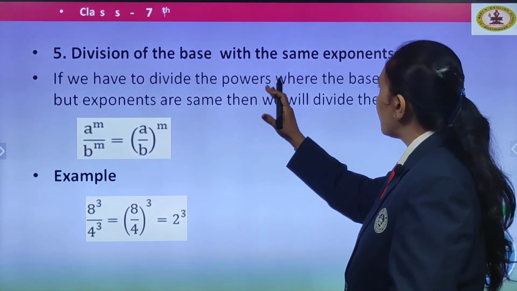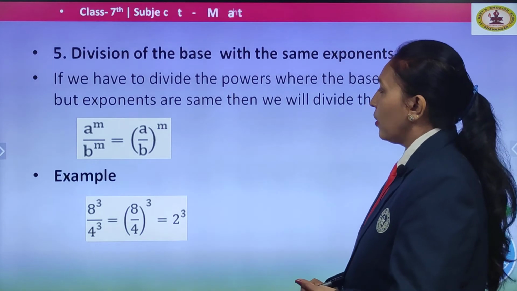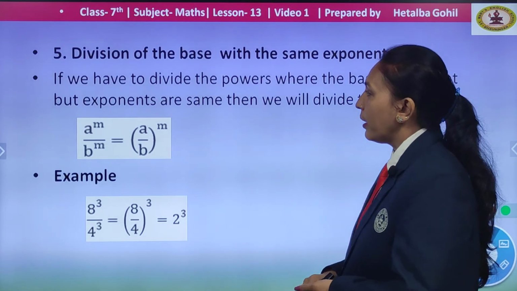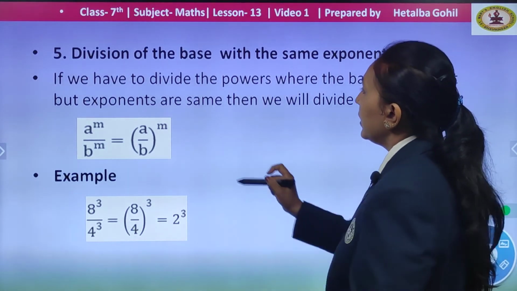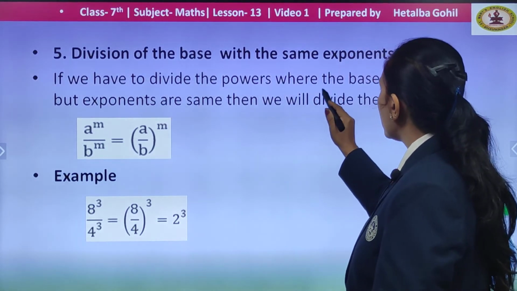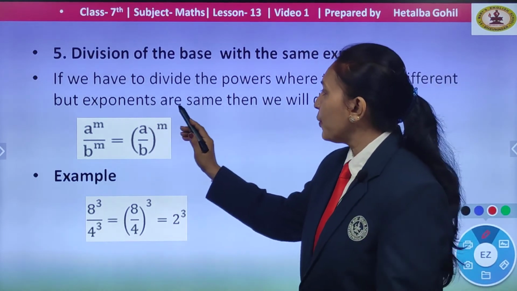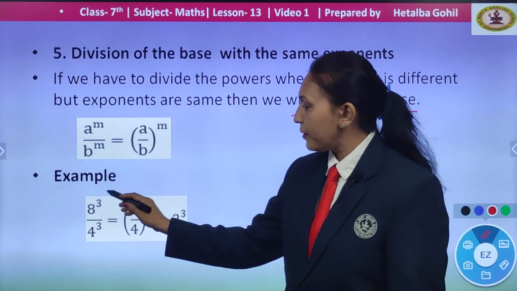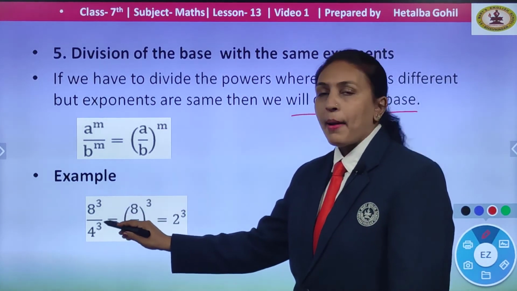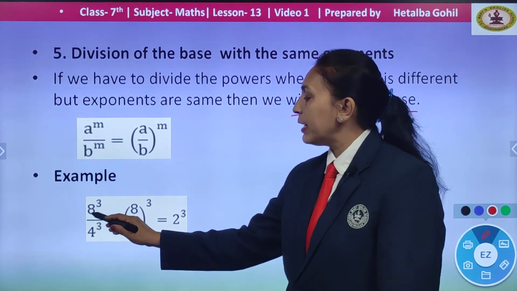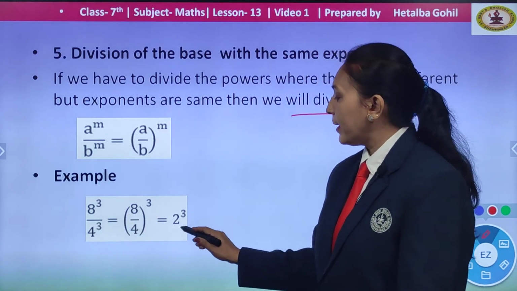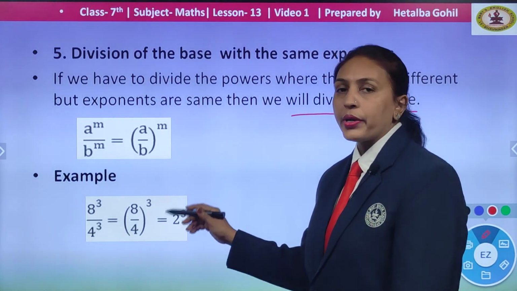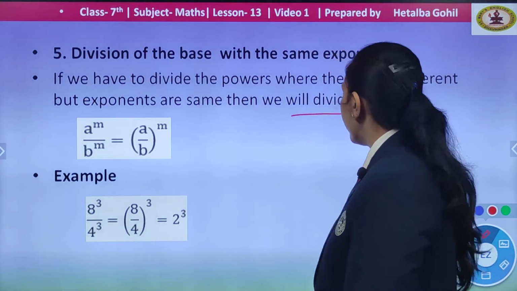Division of bases with the same exponent. Okay, now when the exponents are the same and the bases are different, what are we going to do here? If we have to divide powers where the base is different but the exponents are the same, then we will divide the bases. For example, you can see here 8 raised to 3 and 4 raised to 3, the powers are the same. So what will we do? We will divide 8 by 4, you get here 2, then the answer will be in exponential form as 2 raised to 3 over here.